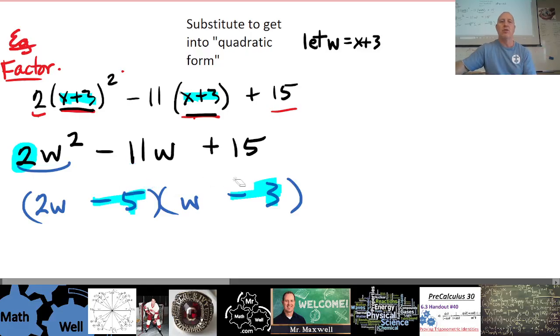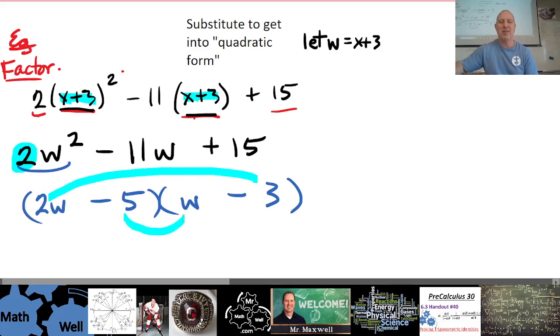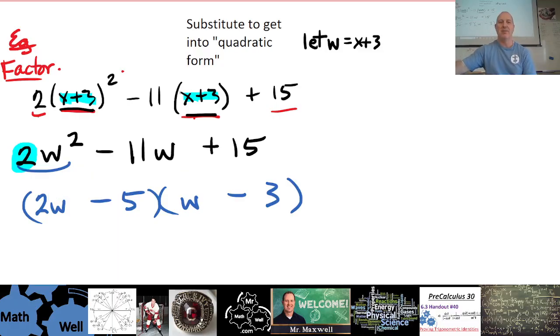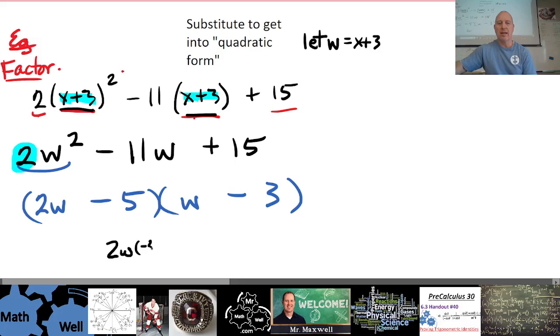So watch, what we have to do is a quick FOIL, and we have to see if -11 is our result. And here's the FOIL. 2 times -3 plus -5 times w. So -6 minus 5. Does that get us to -11? It does actually. Let me just write that out. So 2w times -3 is -6w. And -5 times w is -5w. When you add those up, that gets you -11. So that means that we have factored this correctly, and we've placed the numbers in the right spot.